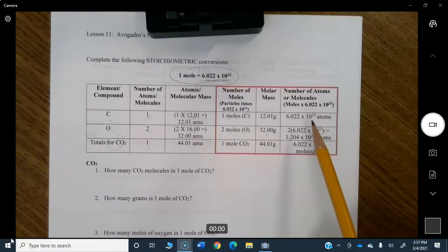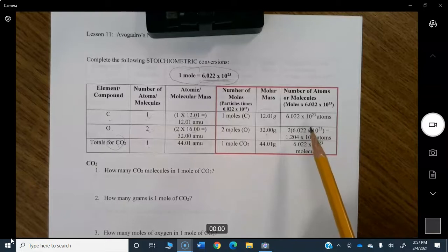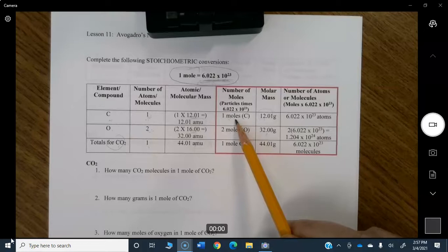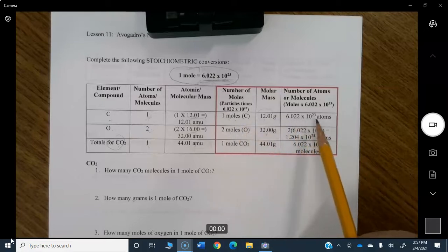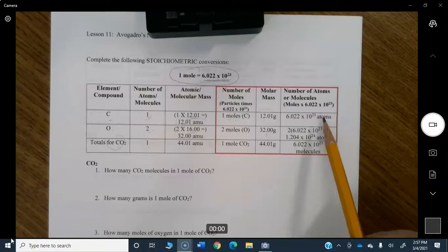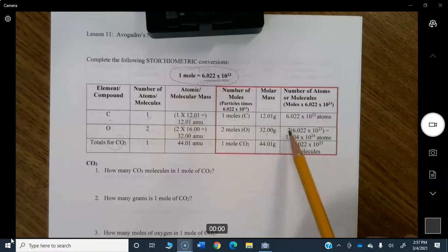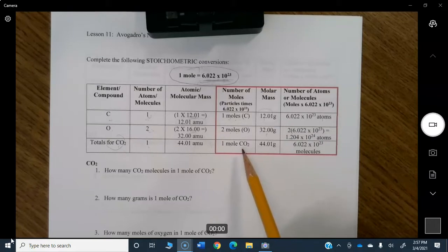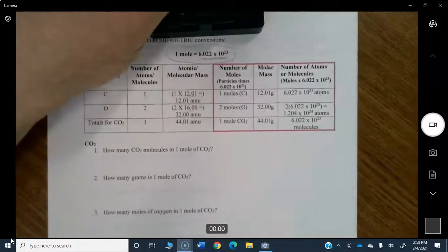Now over here in the far column, and this wasn't in the instruction video on this lesson, but it's just asking the number of atoms or molecules. So if you have 1 mole of carbon, then you're going to have 6.022 times 10 to the 23rd carbon atoms. If you have 2 moles of oxygen, you're going to have 2 times 6.022 times 10 to the 23rd, or this number right here, atoms of oxygen. And if you have 1 mole of CO2, then you have 6.022 times 10 to the 23rd molecules of carbon dioxide.